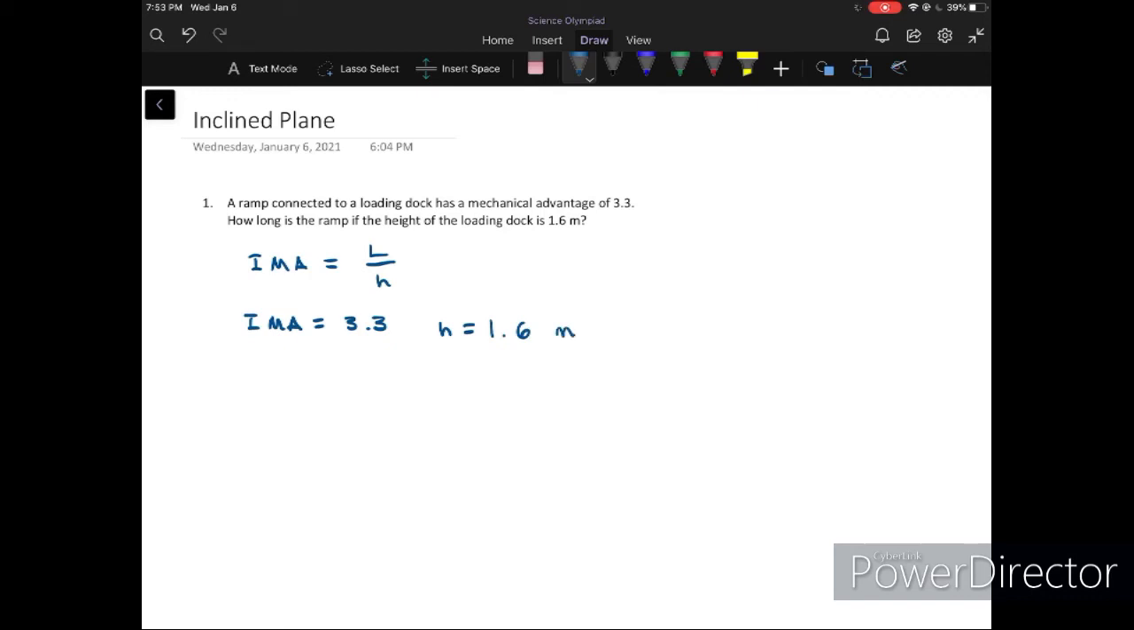So now we just use that equation as well as our values given in the statement to calculate our solution. So our length then is going to be equal to our ideal mechanical advantage times our height, which I'll give you guys a second to calculate, is 5.28 meters.